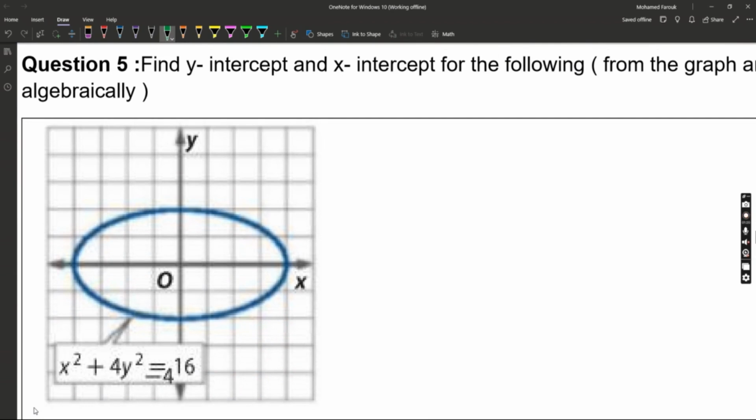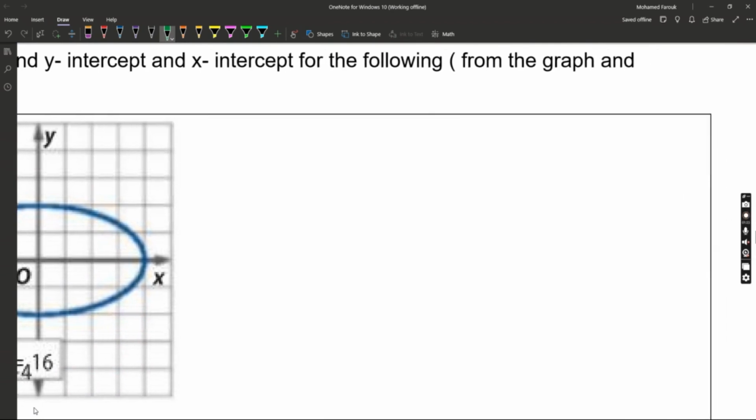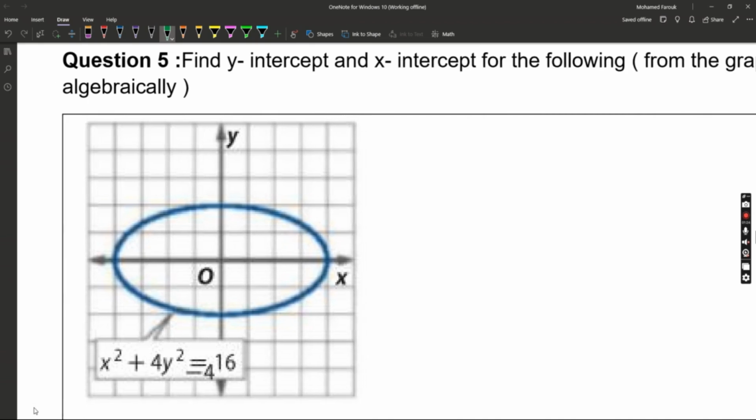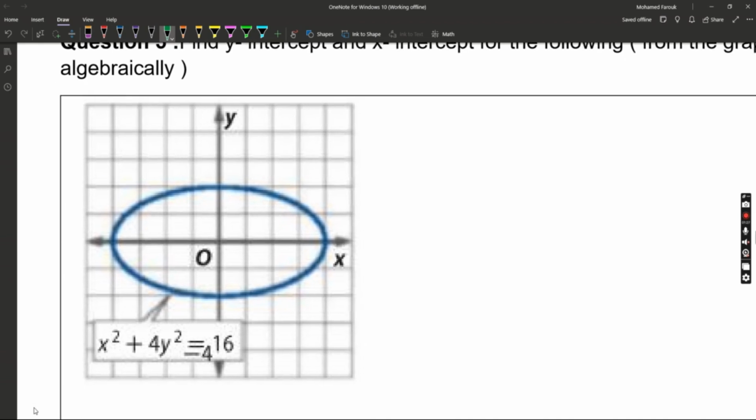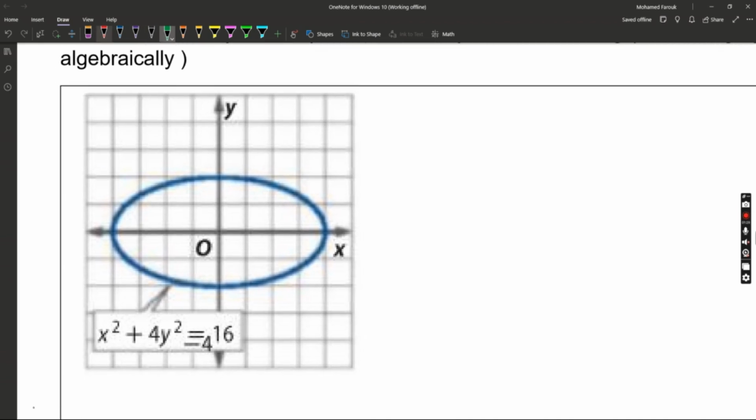This one, find the x-intercepts and y-intercepts from the graph and algebraically. Okay, at first we need to get it from the graph and algebraically.